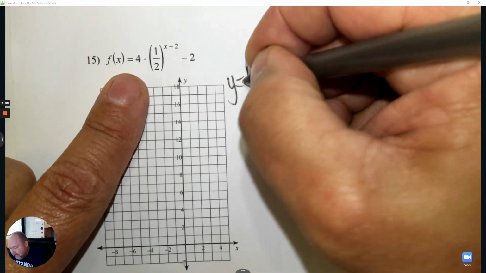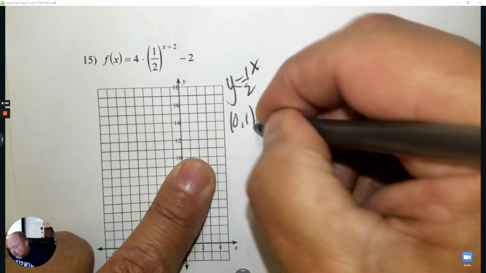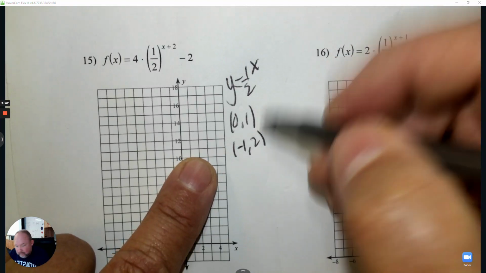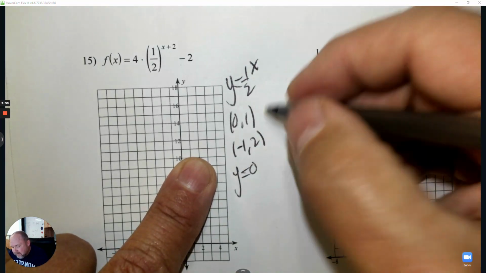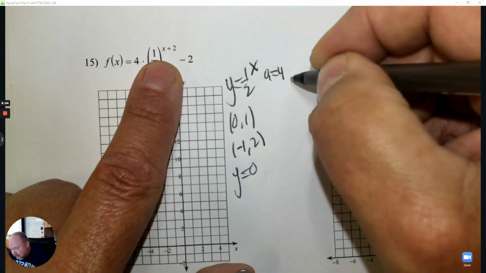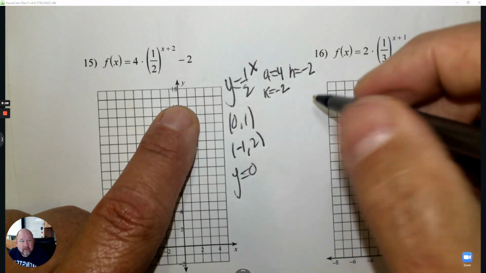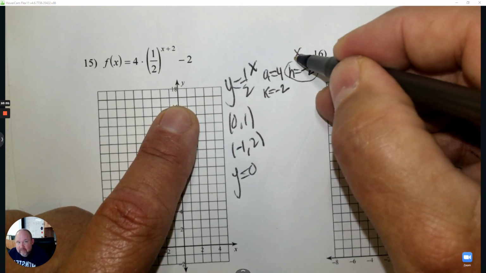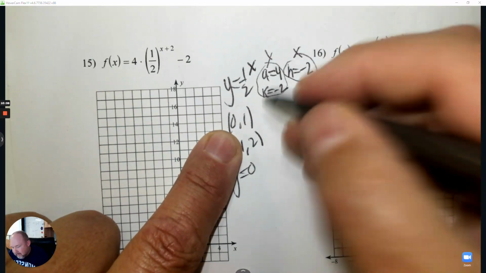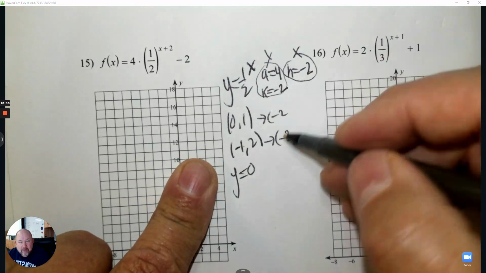So the basic exponential is 1/2 to the x. Again, it's 0, 1. Now we're going to use negative 1, and then the reciprocal of the base, which is 2, and y equals 0. And then we're going to understand that a equals 4, that h is negative 2, and k is also negative 2. And know that this affects the x and this affects the y. So to the x, I'm going to subtract 2. So negative 1 subtract 2 is negative 3.